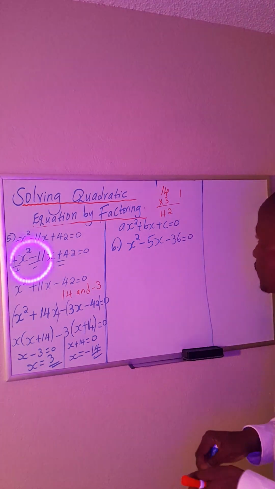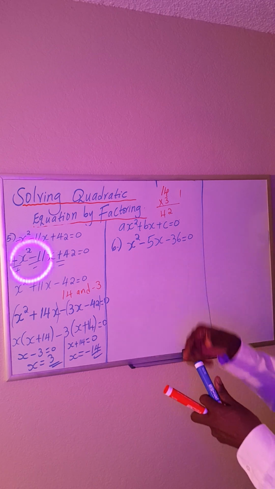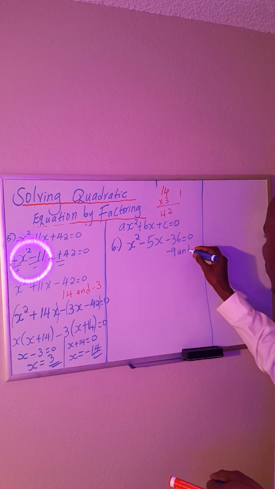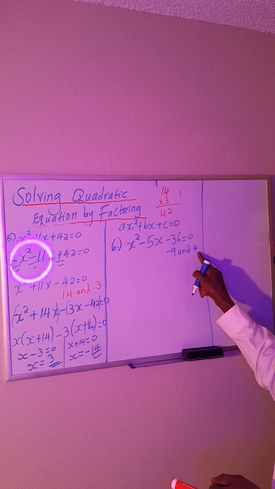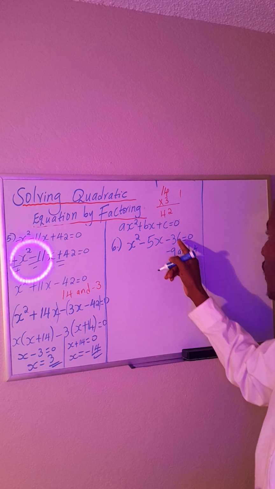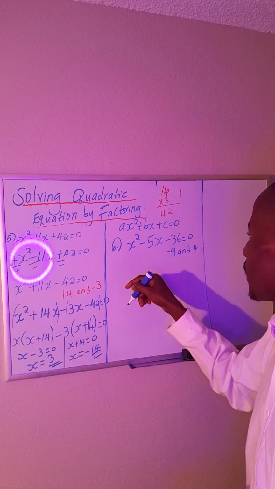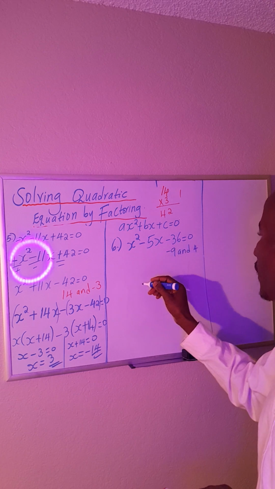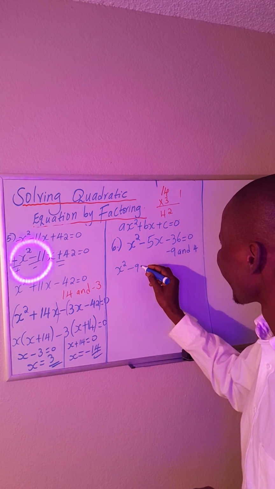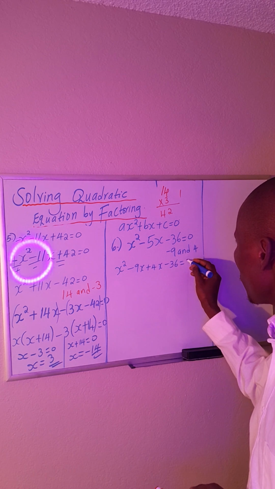Look for two numbers. You add them, you get negative 5. You multiply them, you get negative 36. So the two numbers are what? Negative 9 and 4. Negative 9 plus 4, negative 5. Negative 9 times 4, negative 36. Can we use this to expand? The coefficient of x squared here is 1, so that's why the product is negative. Therefore, we have x squared minus 9x plus 4x minus 36 is equal to 0.